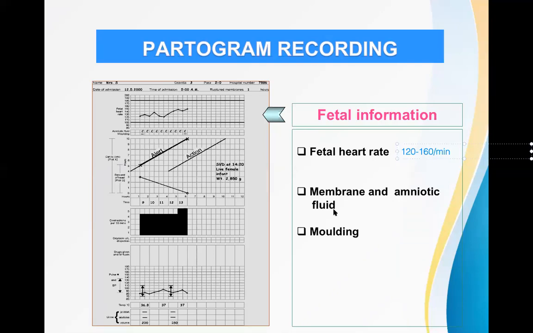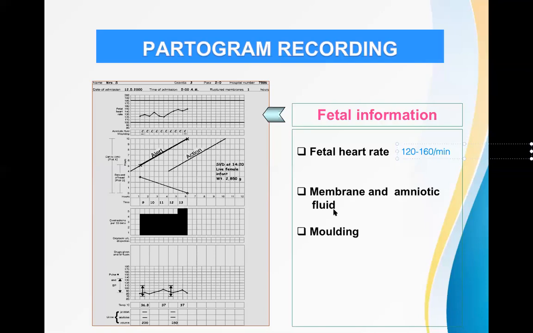Okay. Now there are two types of rupture of the membrane. One is spontaneous rupture of the membrane, that can happen on its own automatically. Second is called artificial rupture of membrane, which the doctor does when the lady is admitted.